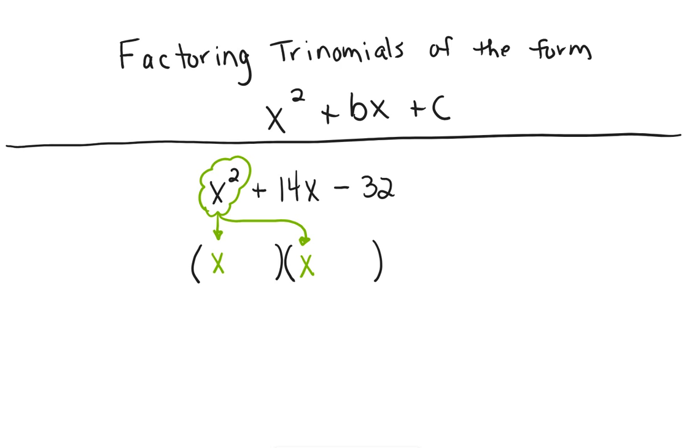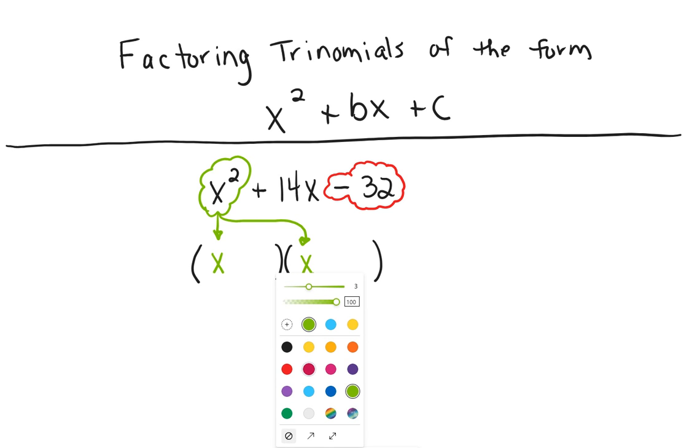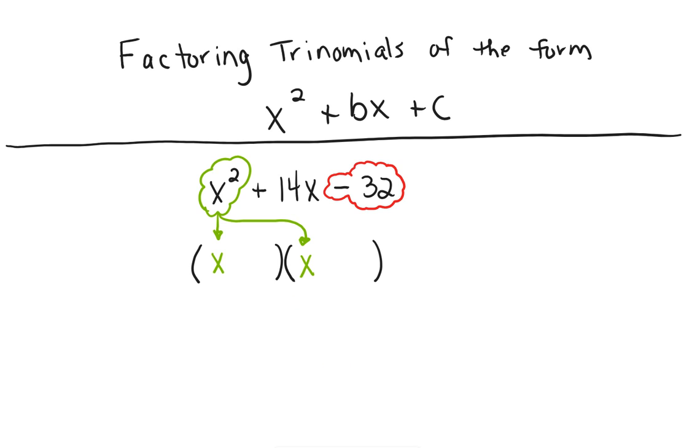Now you go to your last term. This time I have a 32, but it's a negative 32. Aha. So when you have a negative right here, there's only one possible combination. It has to be a positive times a negative. Or I suppose you could say negative times positive, it's the same thing.